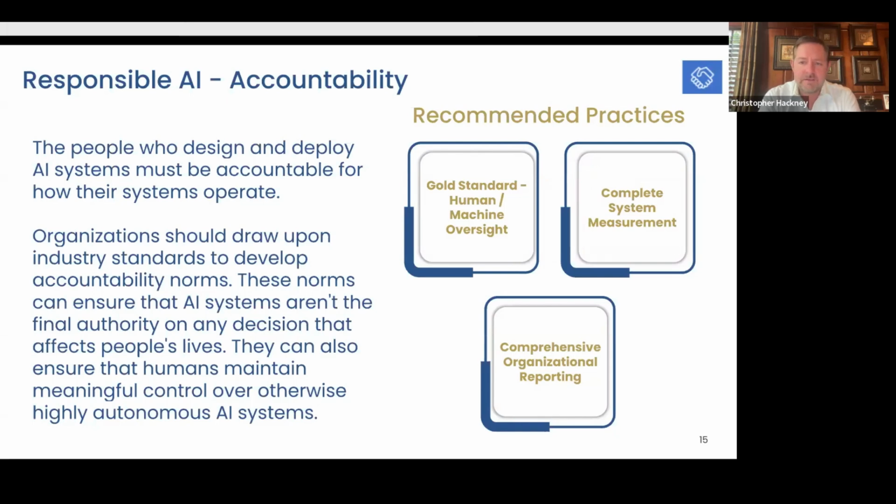Second area of best practices here is system measurement, ensuring that you measure the complete system, not only its components, to make sure that end to end it's operating as it should. And the third best practice is comprehensive organizational reporting. All eyes, like I said up front, should be on this. This is a team sport from the top down. And so everyone in an organization should understand what is happening here and be able to hold accountable the teams and stakeholders working on these projects.